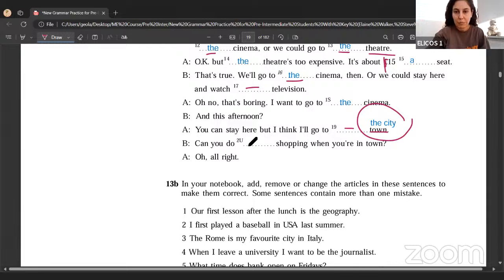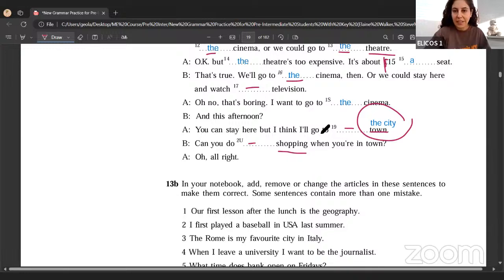Can you do the shopping when you are in town? Remember, we don't put an article with shopping, even though we did learn it said the. Do shopping. Yeah, can you do shopping when you're in town? A very strange question. It's more common if you said, like, are you gonna do some shopping?